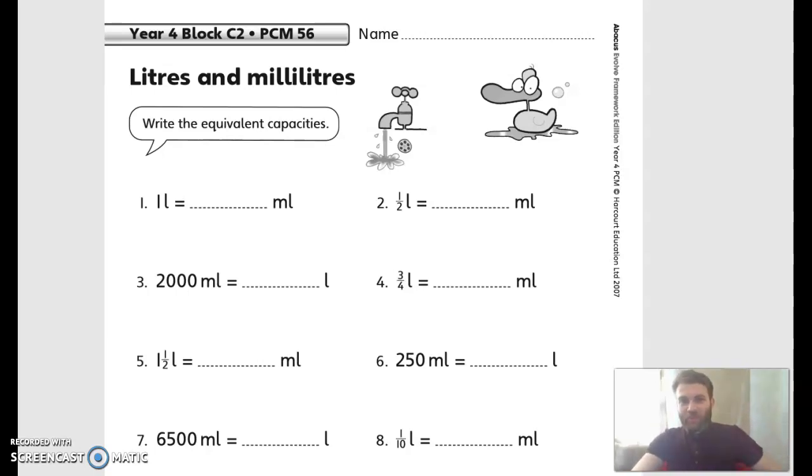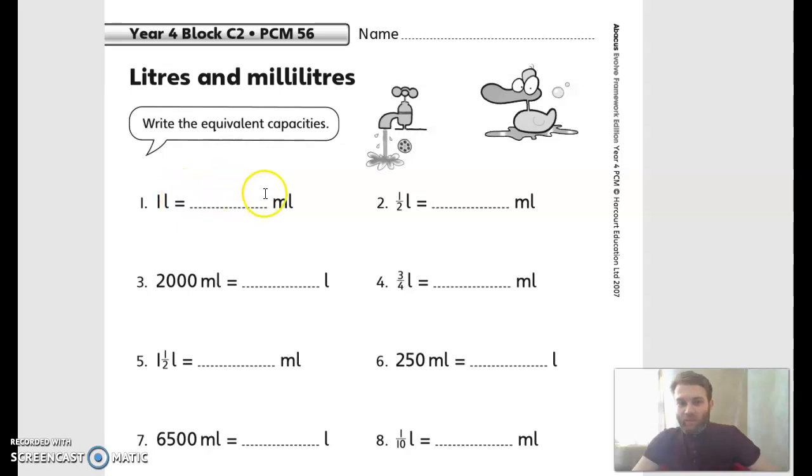This is your task for the morning. It's something we've done quite a few times before, but you may need a small reminder. So we are converting between litres and millilitres, and the thing you need to remember is multiplying and dividing by 1000, because 1000 millilitres is equal to 1 litre.